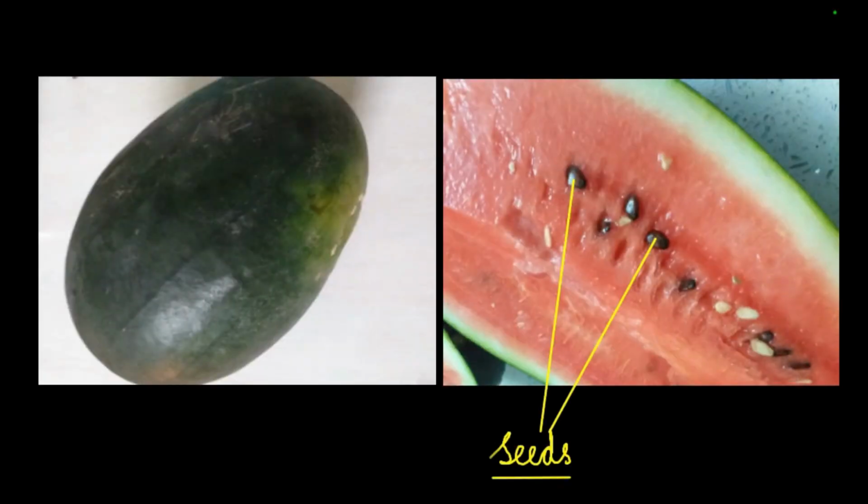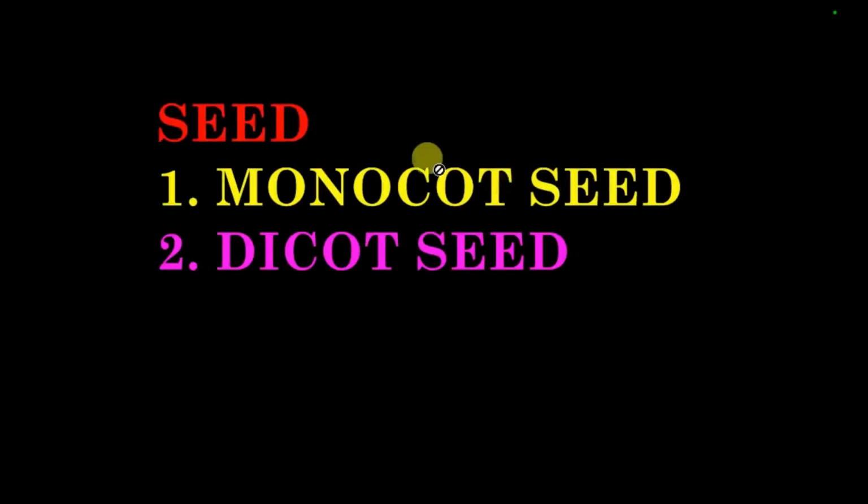Now let's have a look at the seeds inside. This is a fruit. If we cut it, we see structures like this. These are seeds. So ripened ovary makes the fruit, and ripened ovules which were present inside the ovary give rise to seeds. So this is how seeds are produced. These seeds are again of two types, monocot seed and dicot seed. If a seed has a single cotyledon, it is known as a monocot seed, but if the seed has two cotyledons, that is known as a dicot seed.